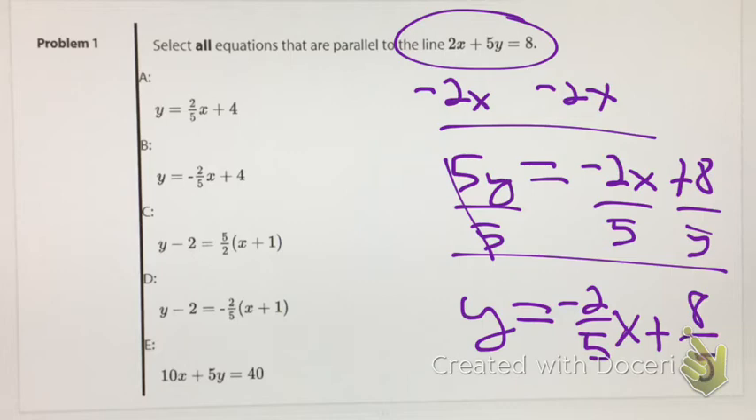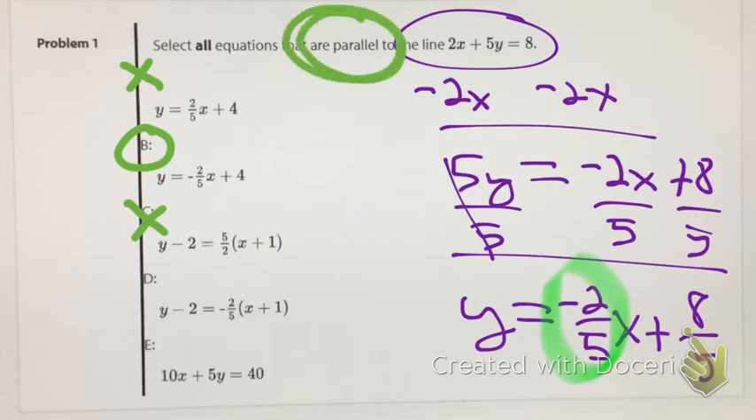For parallel, all we're really looking at is the slope. All that matters is the slope. So do we have a minus 2/5 slope over here? Let's look for it. Yes, we do, right there. B, winner, winner, chicken dinner. A, no dice. It's positive, so that's actually something different. And over here on C, we've got 5/2. That ain't it. D, we've got a point slope formula, but it doesn't really matter because we're just looking at the slope. We don't care about the points, just the slope. Parallel, that's all we're trying to prove.